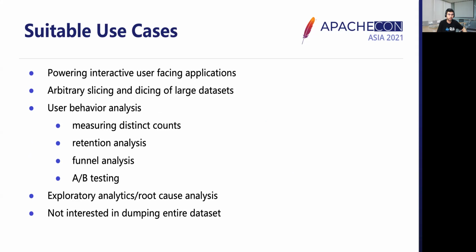Here are some of the suitable use cases for Apache Druid. One of the key use cases is powering interactive user-facing applications, which require high-performance queries and data freshness. Arbitrary slicing and dicing of your large data sets, where you need not tell your pre-canned drill downs in advance when doing data modeling. You can do slicing and dicing or drill down on any of the existing combinations of dimensions or metrics.